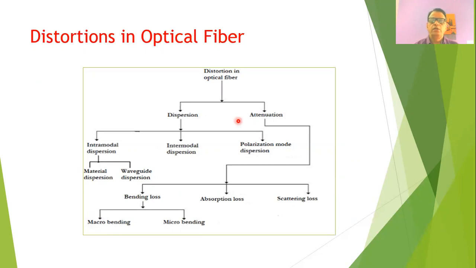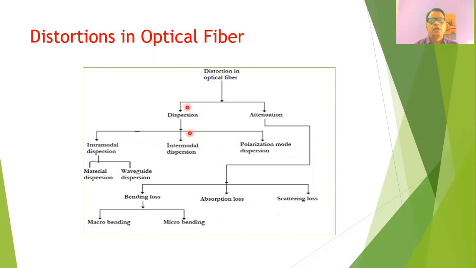Attenuation, you can say, is a kind of resistance to the propagation of light through the optical fiber. This resistance or attenuation appears due to the bending of the fiber, or sometimes the fiber material will absorb the light, or sometimes there is scattering of the light through the fiber, because of which the light is lost in the propagation when it is propagated through the fiber.